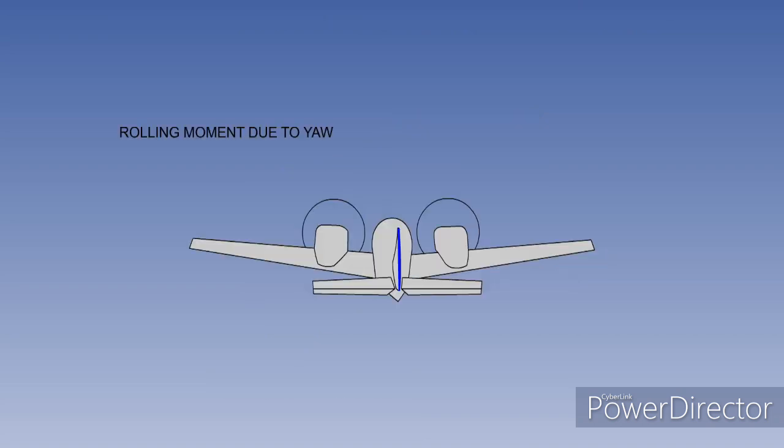The secondary effect of yaw is roll. In this example, the aircraft is yawed to the left. The right wing is accelerated and the left wing is decelerated.